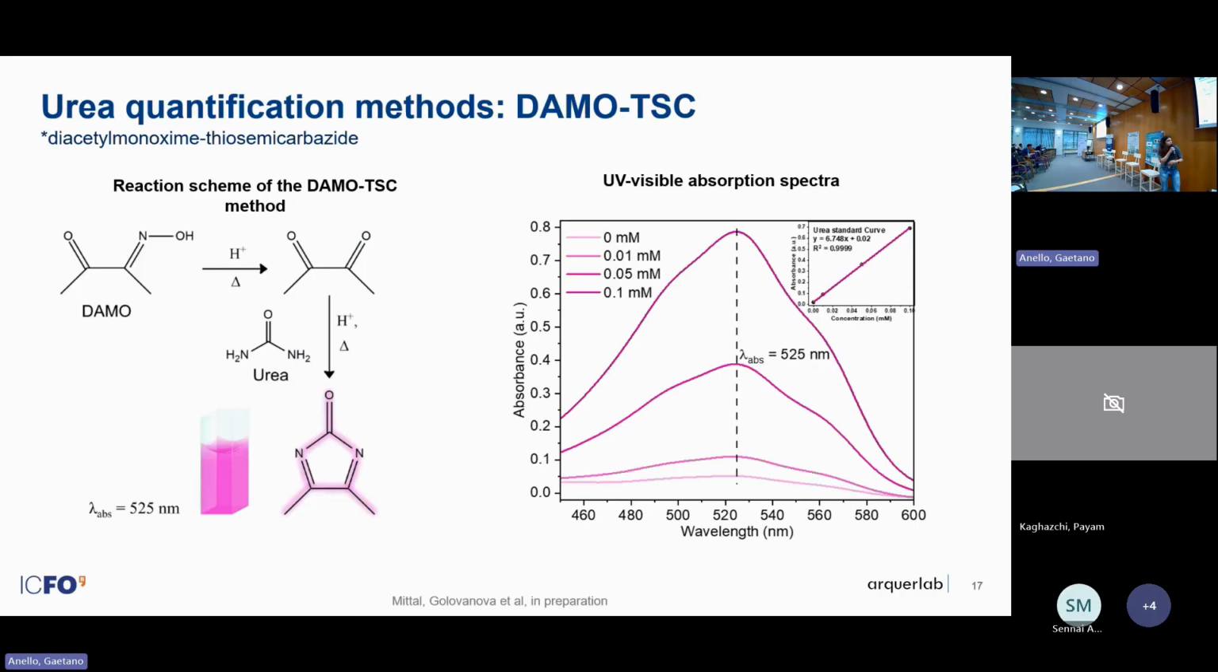So basically within this method, we have the urea that reacts with the diacetyl monoxime molecule. And this complex is then enhanced by thiosemicarbazide to form a chromophore that absorbs at around 525 nanometers. And that is then detected by UV spectrometry. And this works very well when you have pure water. As soon as you start having different byproducts, that becomes a problem.